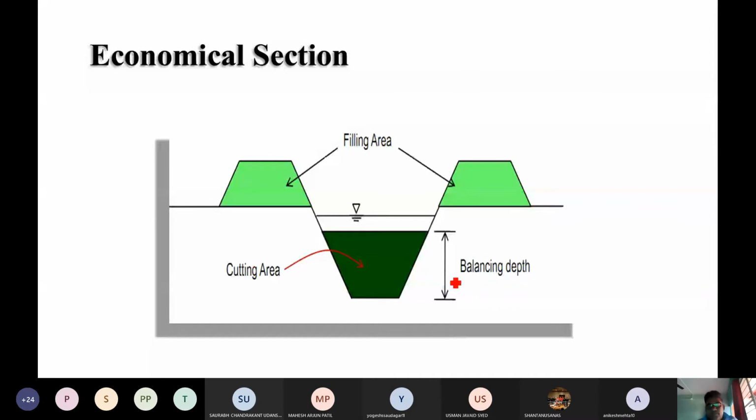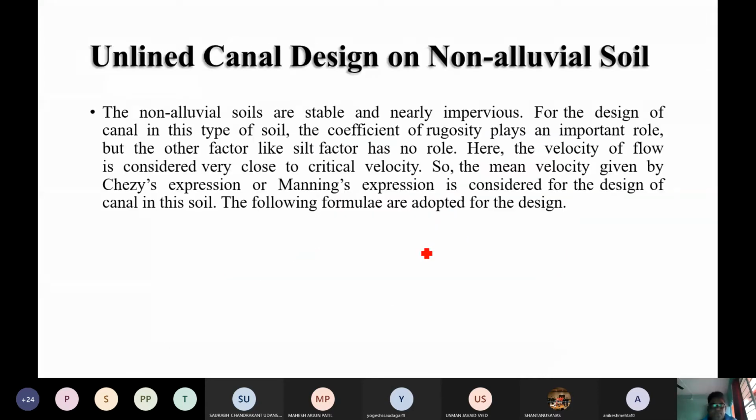So see here the section, this is the balancing depth where the filling area and the cutting area remain the same. Then let us see the unlined canal design. So we'll begin with the unlined canal design on non-alluvial soils. Please give the title: unlined canal design on non-alluvial soils.